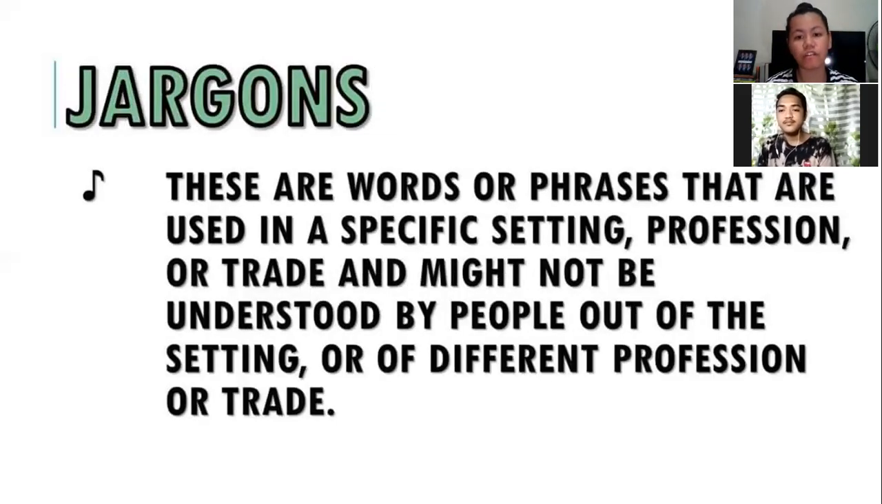For jargons, these are words or phrases that are being used in a specific setting, for a profession or trade, and might not be understood by people outside the setting or of a different profession or trade. Meaning, it is just exclusive for a certain profession, a certain group of people. For example, for teachers, our jargons are usually lesson plan, grading sheets, F138, F137, LRN, school form number 10. If you mention those things to people who have other professions, they might not understand it clearly and quickly.